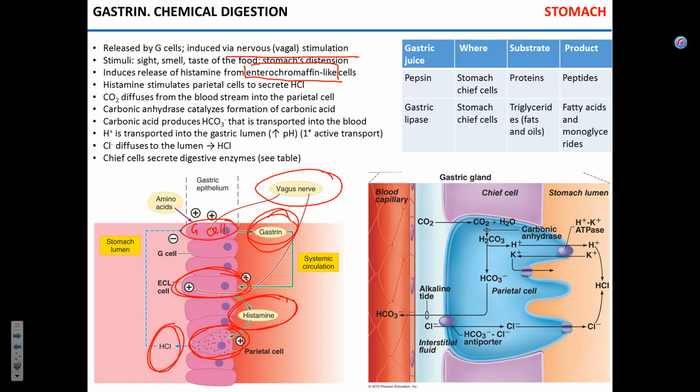So hydrochloric acid gets accumulated in the stomach. What happens to the stomach pH? It goes down, right? Acidity goes up, but pH goes down. Will it go down indefinitely? Because what kind of feedback? Negative feedback. Turns out that low pH in the stomach will inhibit G cells.